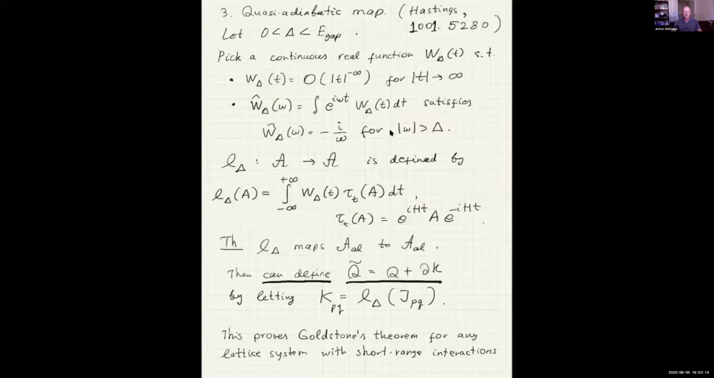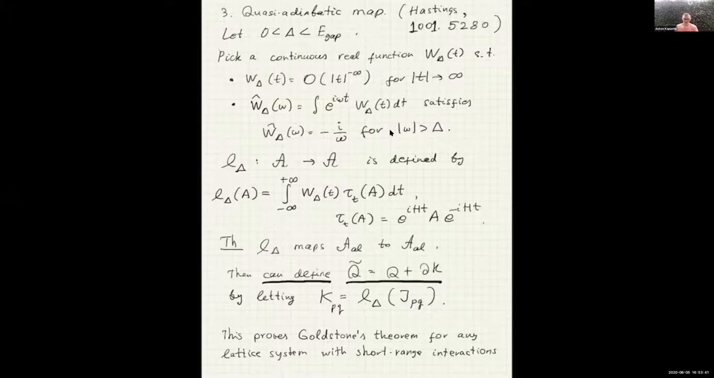Oh, okay. So, right, we haven't seen this slide yet, just to tell. So I want to define some map. This map is due to Hastings, which roughly speaking multiplies the operator by something like 1 over the Hamiltonian. So in Fourier space, you would want to multiply by 1 over the frequency, something like that.